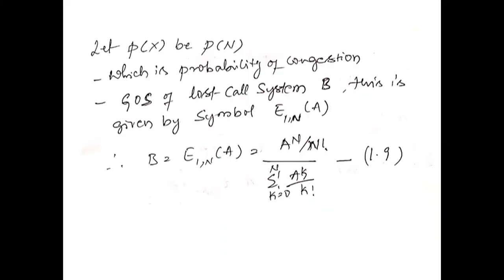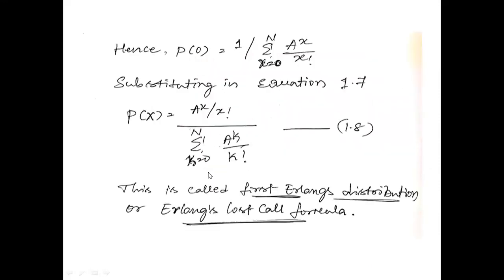Moving on. The p of x you already know. Even in the mathematical model, the probability with which we want to find that a particular call occurs was represented with the same notation p of x. In order not to confuse it with the actual mathematical model, a new notation has been given to define the grade of service of a lost call system, or the first Erlang distribution. As you can see, this formula that we have defined in equation 1.8 is the equation for the grade of service of the lost call system.